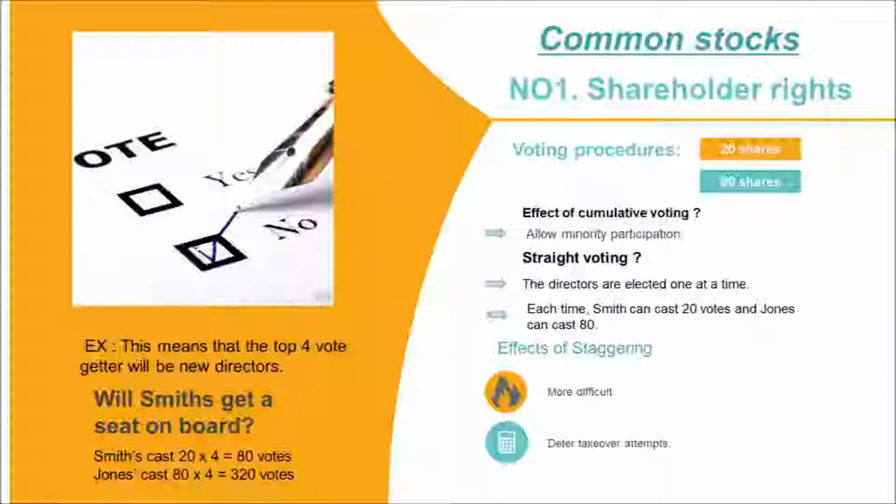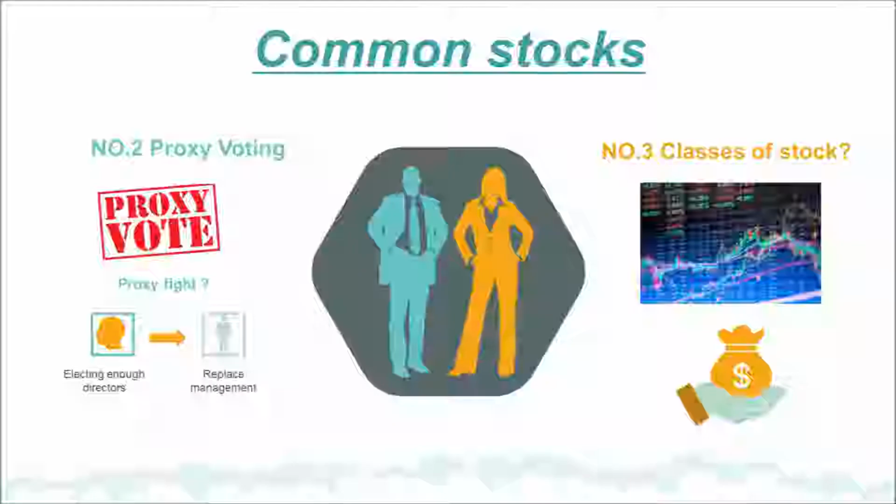And overall, staggering has two basic effects. The first one: staggering makes it more difficult for a minority to elect a director under cumulative voting because few directors are elected at one time. Second, staggering makes takeover attempts more difficult because of the difficulty of voting in a majority of new directors.